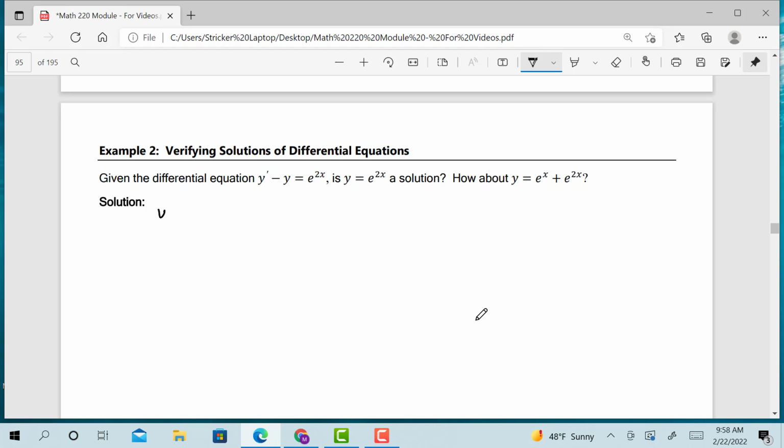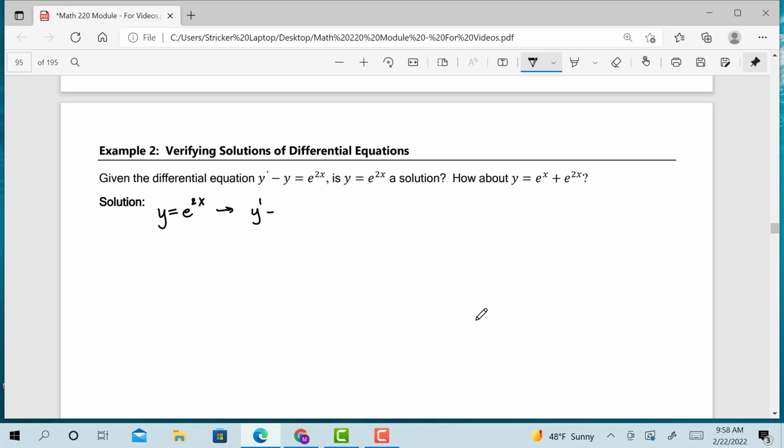So if we have y equals e to the 2x, we know that in order for it to be a solution, we have to be able to plug it and its derivatives into the differential equation, and the equation must be true. Notice the equation not only has y, but also has y prime, so we're going to need to go ahead and find y prime.